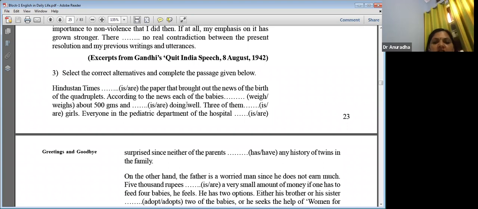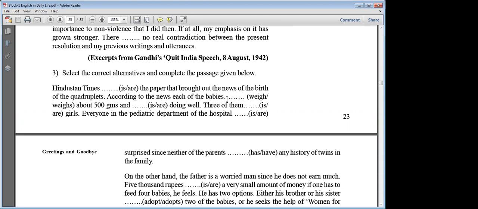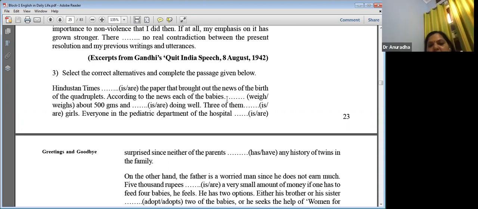According to the news, each of the babies - was or ways? Way. Each of the babies है. जब each और every use किया जाता है, तब हमेशा जो आपके verb होता है वो singular होगा, ठीक है? तो that's why we'll use ways.